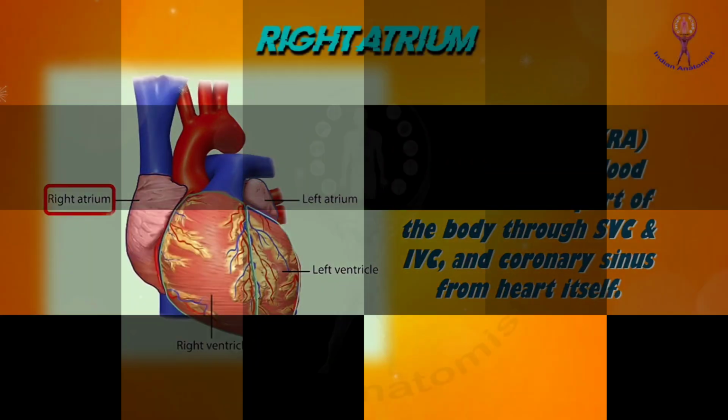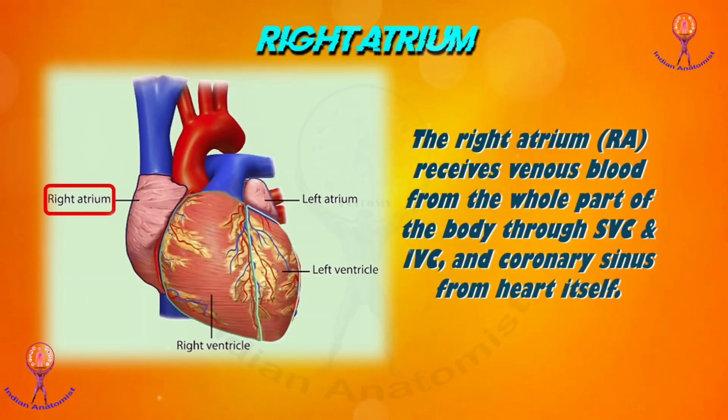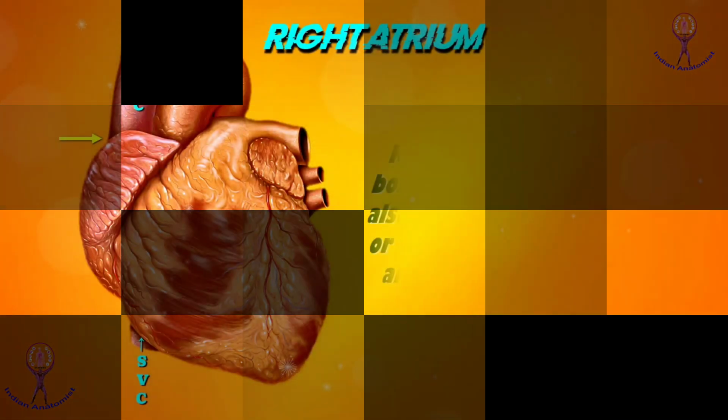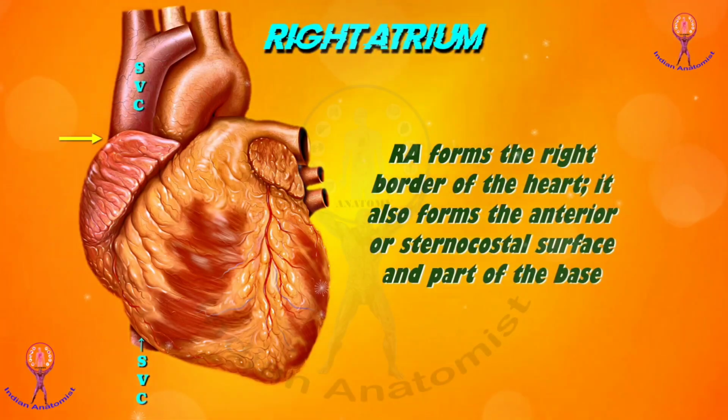The right atrium receives venous blood from the whole body through the SVC, IVC, and coronary sinus from the heart itself. In general, the heart has 4 borders. They are right, left, superior and inferior. Out of these, the right atrium forms the right border of the heart. It also forms the anterior or sternocostal surface and part of the base, too.